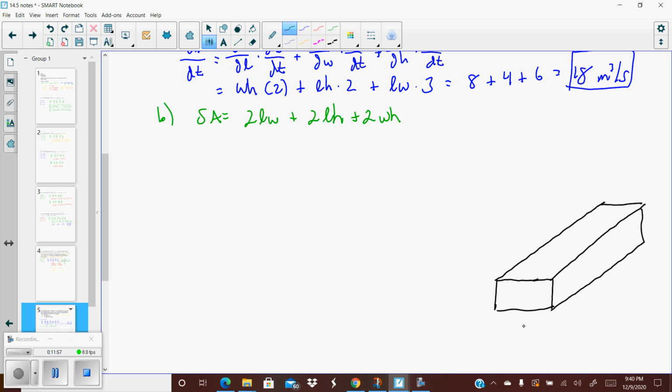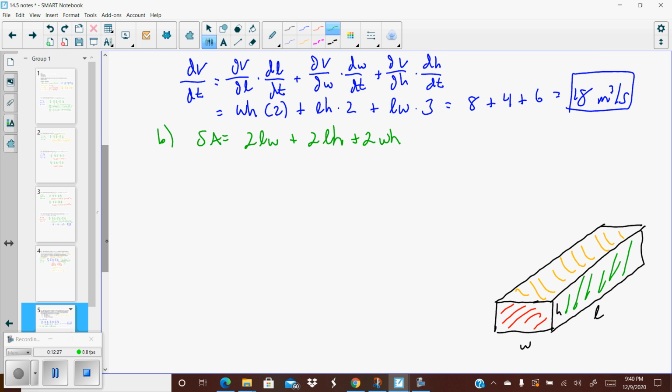So we're going to say that we've got a length, a width, and a height, and you're going to have 2 of every face. So the length times the height is this face right here. The width times the height is the front face right here, and then the length times the width is the top of this box. Hopefully that makes sense. Okay, so let's go back to our problem.